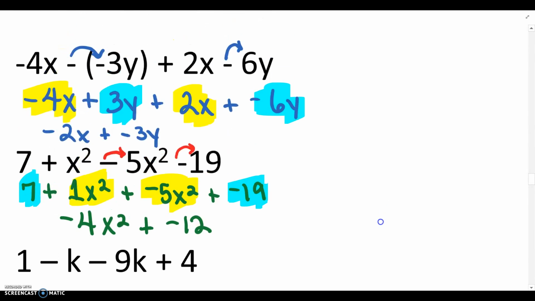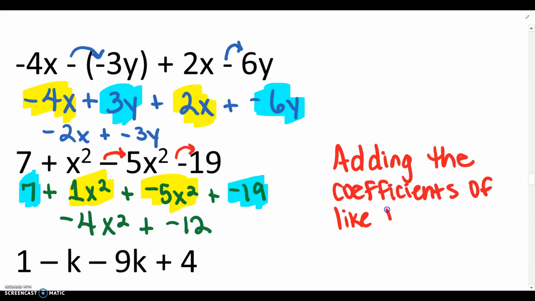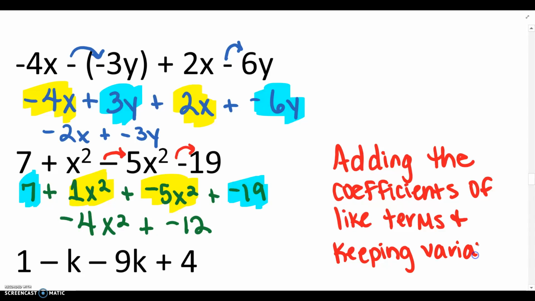So before we move on, I want you to understand that what we're doing here is we are adding the coefficients of like terms. And we're keeping the variable and exponent. None of that changes.